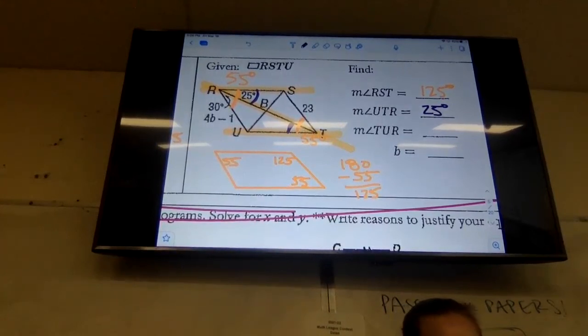What about TUR? TUR is, I heard it, 125. Why is it 125? It's the same thing as RST. We already found that one. Oh, and then the last one we're going to find is going to take a little bit of math.